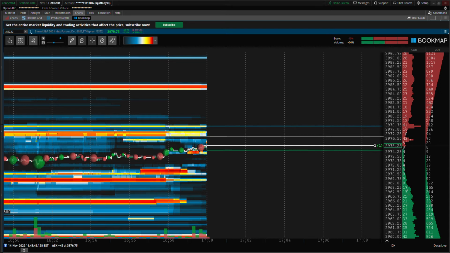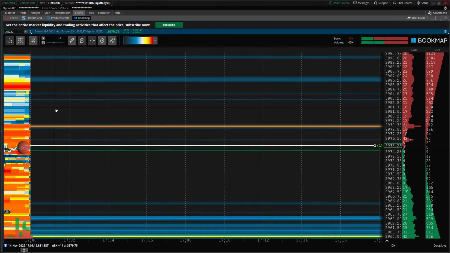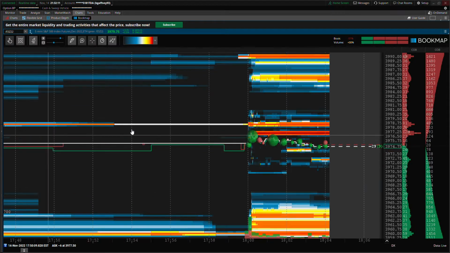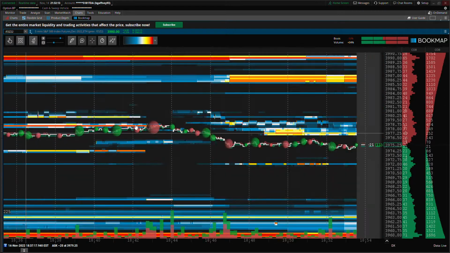If this heat wall fails to hold, we can assume it's going to go to 39.70 and then target the liquidity at 39.66. If you take a look at the ES chart now, it is slightly on its way up. Right now it's at 39.79. I don't know why. Pardon, the book is live over here.